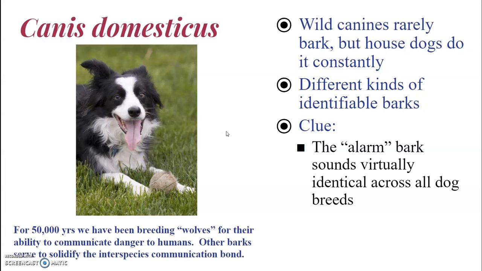So for 50,000 years we've been breeding wolves for their ability to communicate danger to humans. Other barks serve to solidify the interspecies communication bond. What this means is over time, we bred wolves in order for them to communicate to us that danger is coming. Wild wolves became companions to humans 50,000 years ago, and whenever danger would come, they would communicate that danger by doing an alarm bark. As the species evolved over time, we ended up having house dogs that have been bred for our houses to have similar alarm barks to tell us when there is danger around.